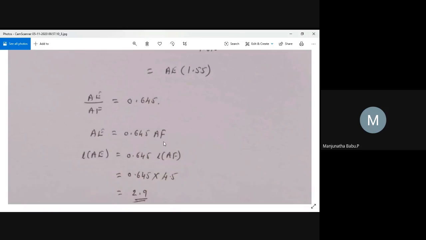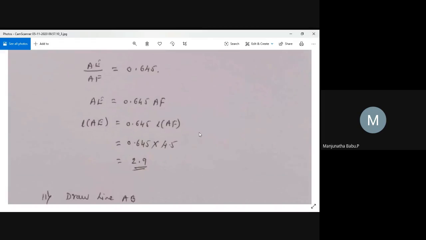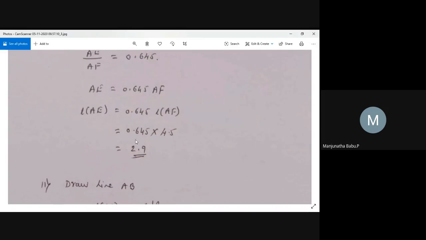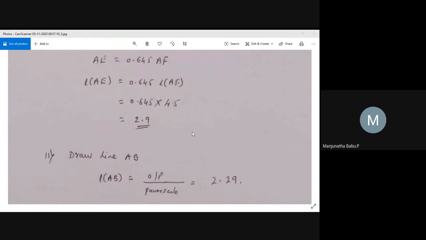So now go for calculating the length of AF. If I calculate the length of AF, we are getting 4.5 according to the graph. So if I multiply, the length of AE will be equal to 2.9 centimeters. This length of AE, 2.9 centimeters, will be the rotor copper loss, and the remaining will be the stator copper loss.